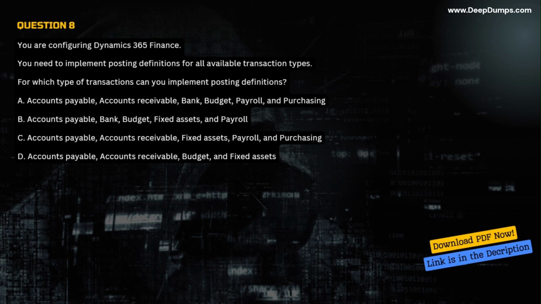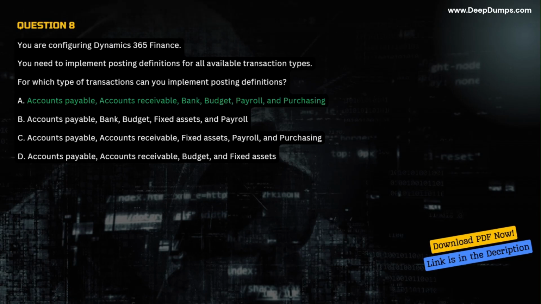A. Accounts payable, accounts receivable, bank, budget, payroll, and purchasing. B. Accounts payable, bank, budget, fixed assets, and payroll. C. Accounts payable, accounts receivable, fixed assets, payroll, and purchasing. D. Accounts payable, accounts receivable, budget, and fixed assets.